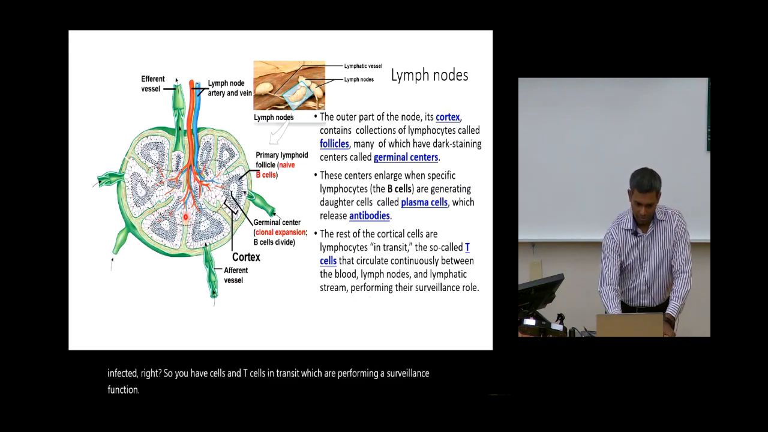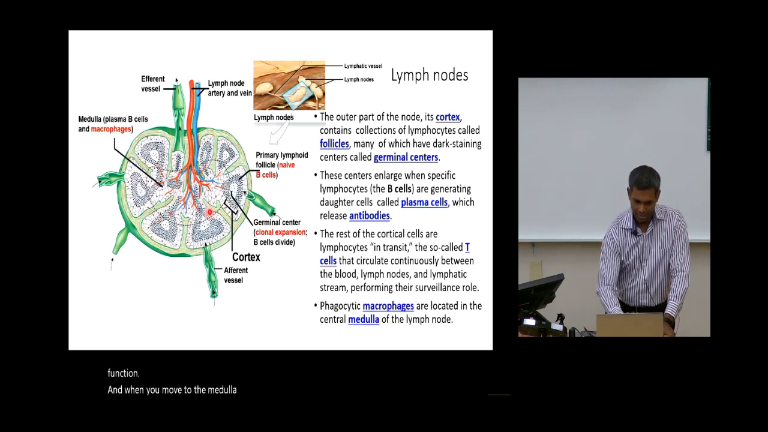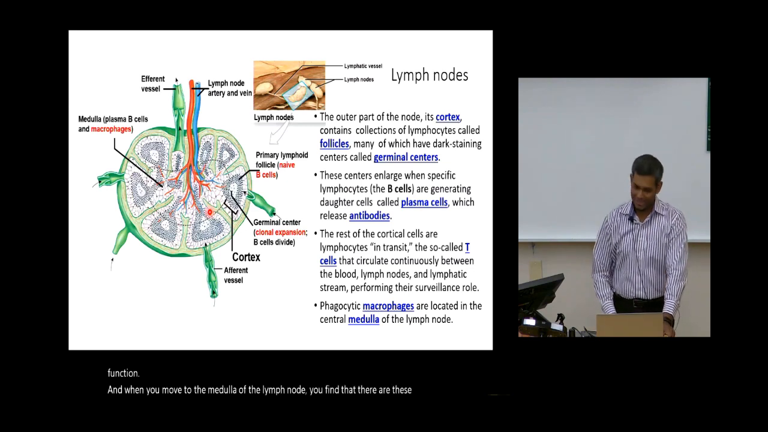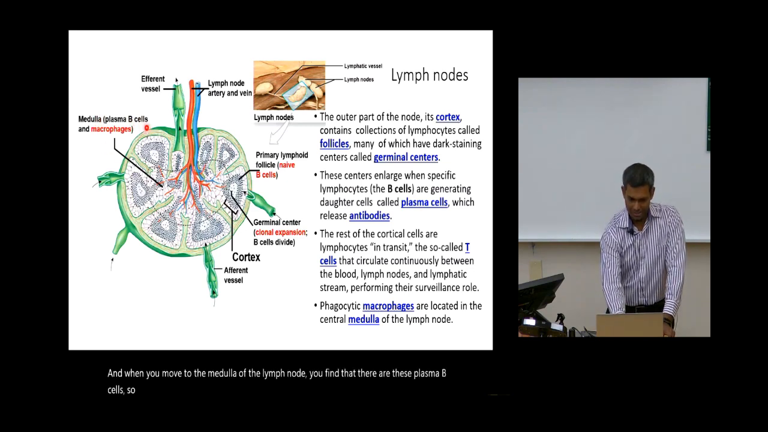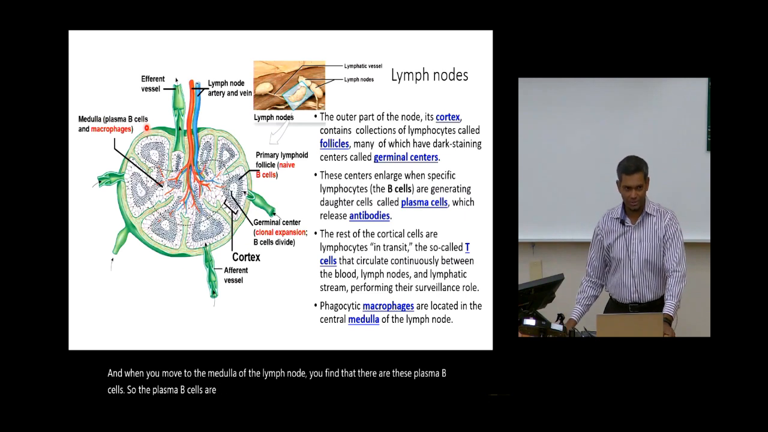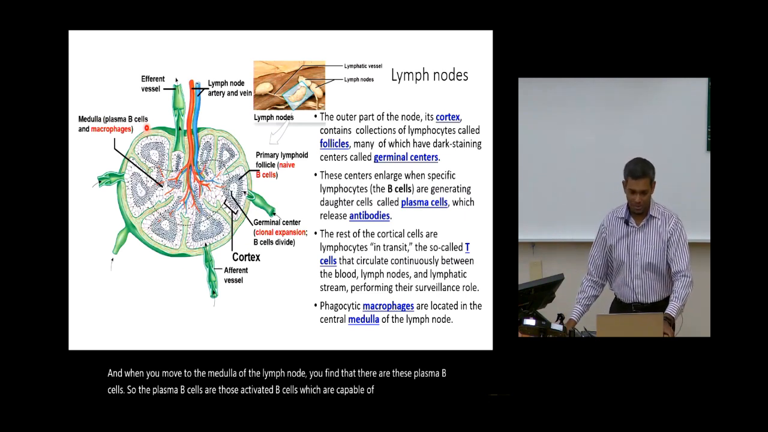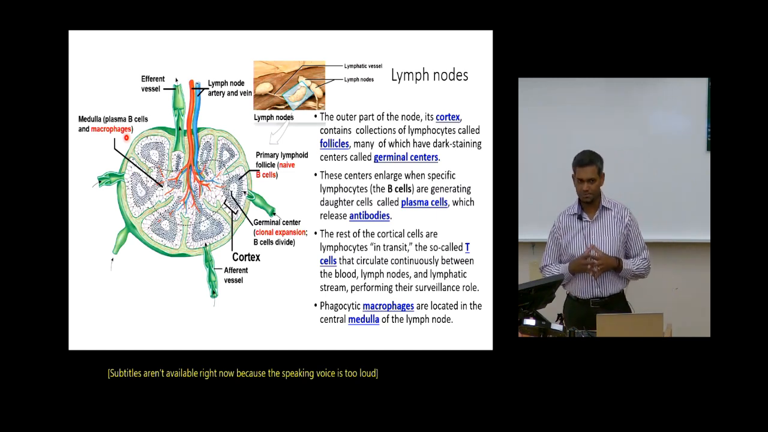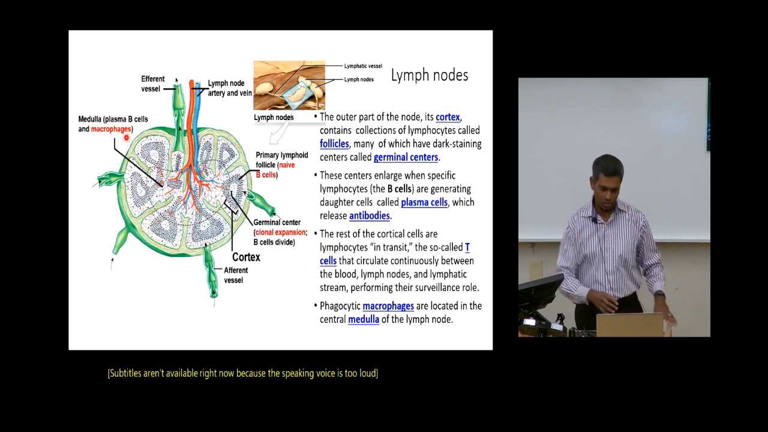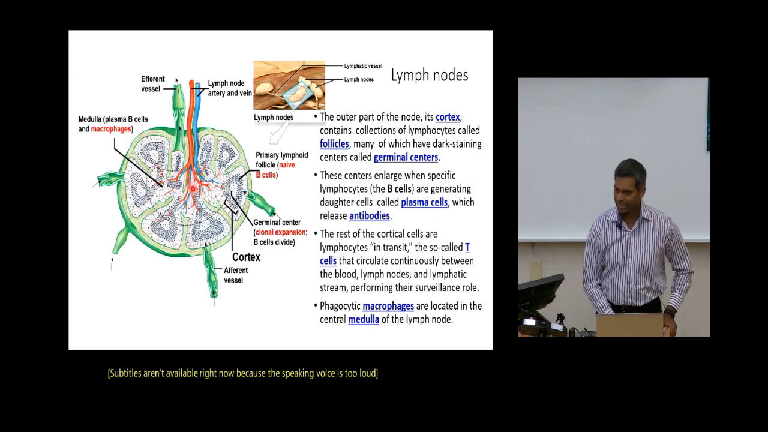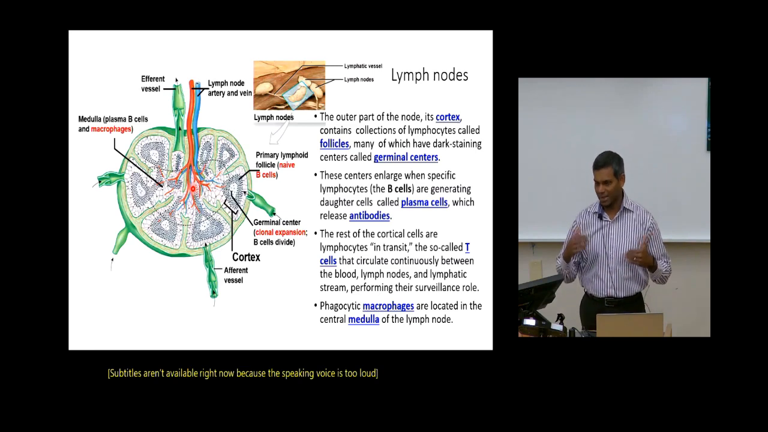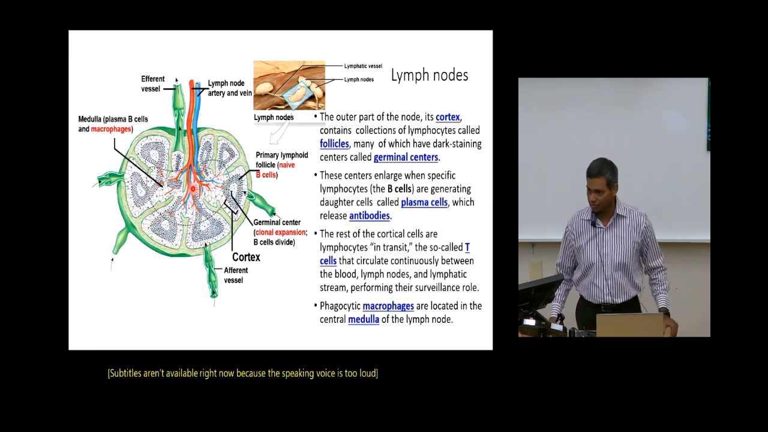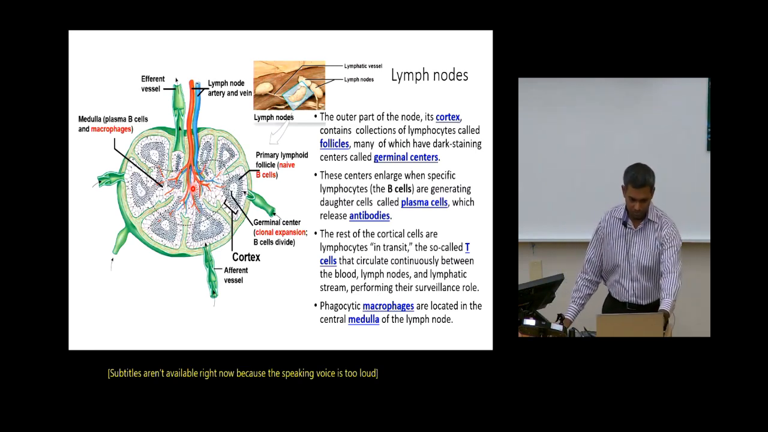When you move to the medulla of the lymph node, you find that there are plasma B cells. The plasma B cells are those activated B cells which are capable of producing antibodies. You also have macrophages in this medulla, and the macrophages will phagocytose any pathogens which come in through the lymph node and ensure that the pathogens aren't being passed on to other lymph nodes or the surrounding tissues.